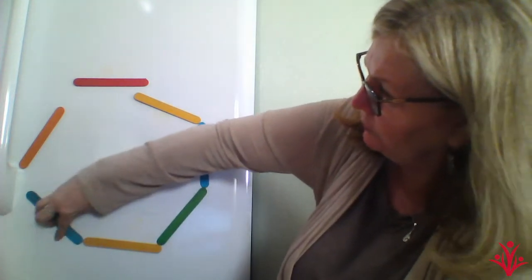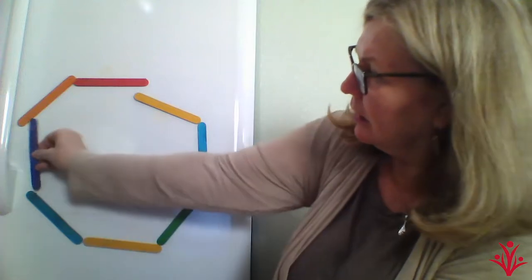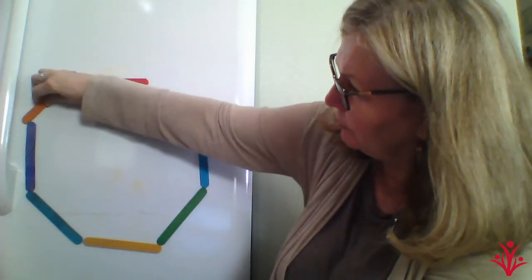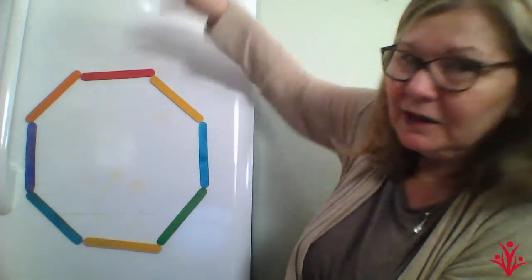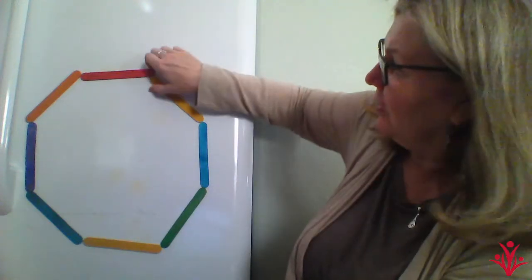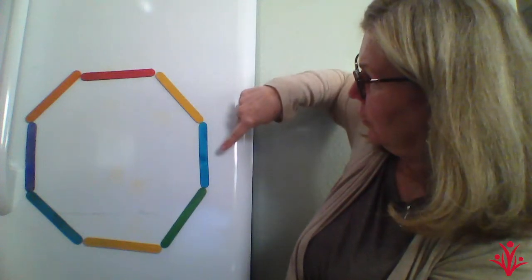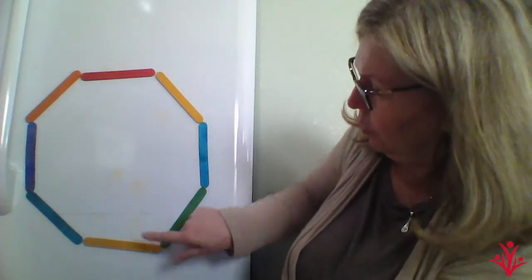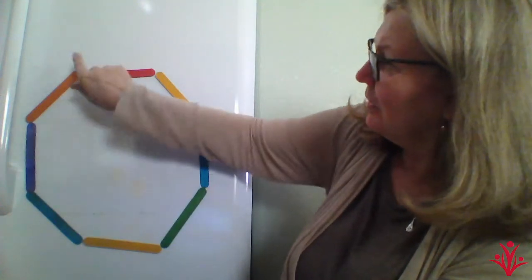I'm going to add another stick. Oh, I need 1 more. This might look like a stop sign too. Look at this. Wow, it's even gotten bigger. Okay, let's count these corners. Let's start right here. 1, 2, 3, 4, 5, 6, 7, 8. There are 8 corners to this shape.